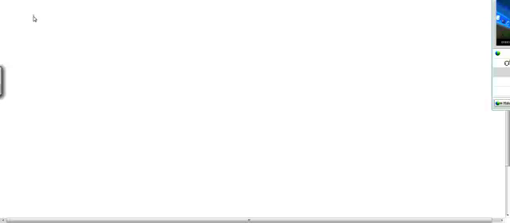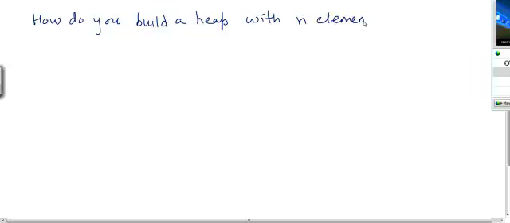So here's the question overall. How do you build a heap with n elements? Well, one simple way to build a heap with n elements is to insert each of those elements one by one into the heap, and that we've seen is going to be order n log n, right?